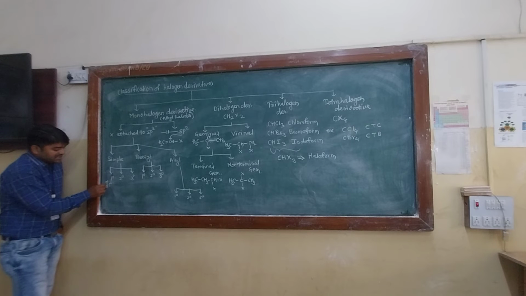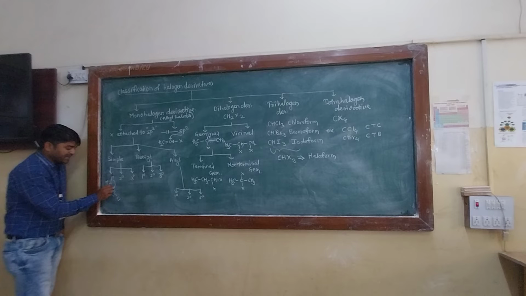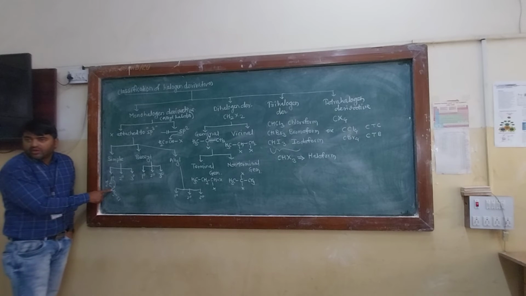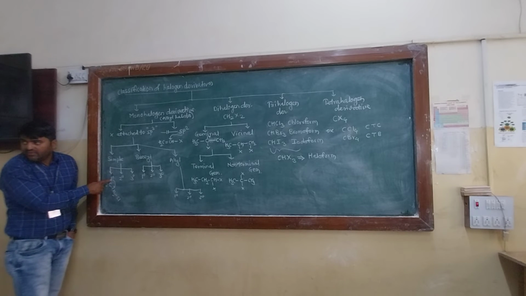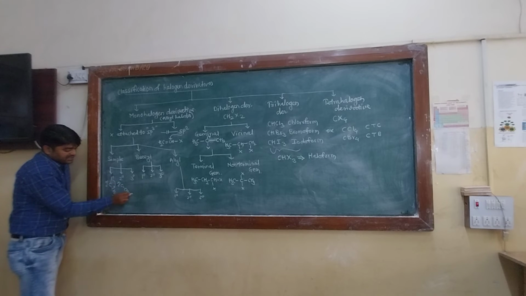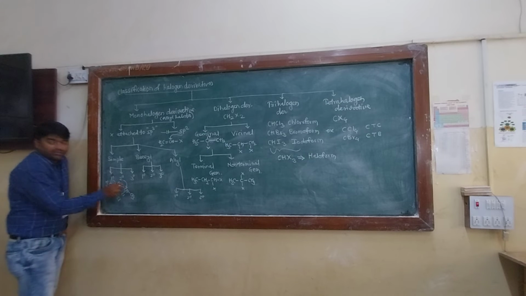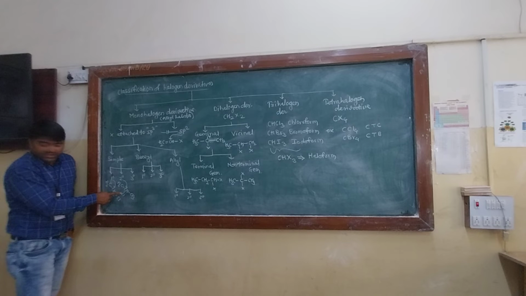Okay. So first, the simple alkyl monohalogen derivative, the primary simple monohalogen derivative. For example, CH3CH2Cl. This is the primary carbon atom. It is primary because it is attached to one other carbon atom. So it is the simple primary. Then CH3CH(Cl)CH3. This is the secondary carbon atom. So it is called a simple secondary.